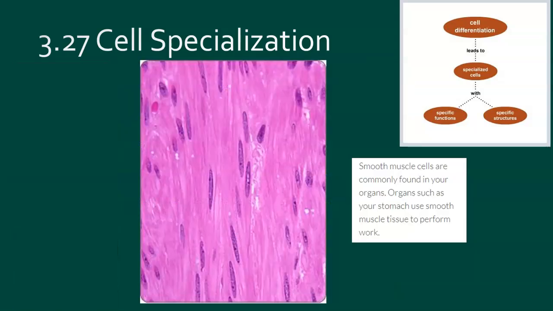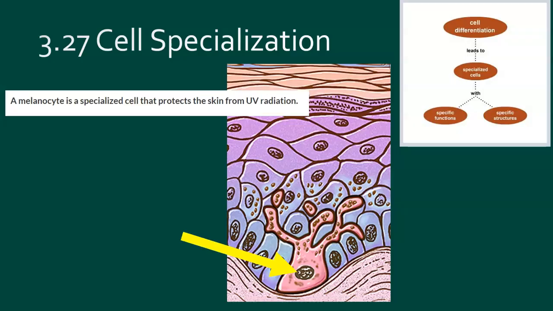So you can see here, these are smooth muscle cells. These are commonly found in your organs. Organs such as your stomach use smooth muscle tissue to perform work. This is a melanocyte. It's a specialized cell that protects the skin from UV radiation. These are layers of the skin here. This would be like the top layer of the skin, and then going deeper into the layers of the skin.